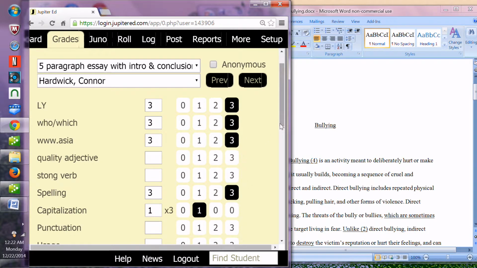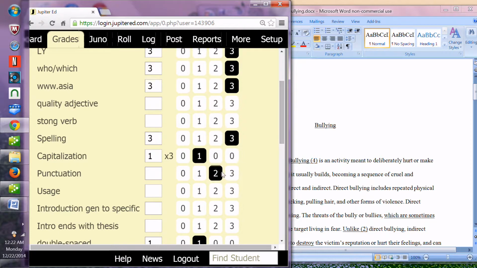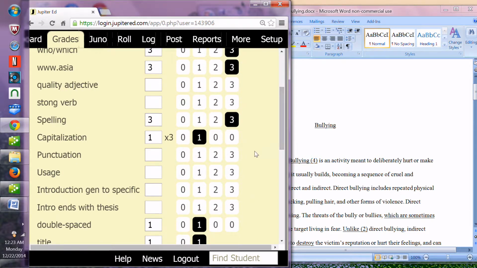Wasn't sure about quality adjectives. You're going to have to mark those for me. I couldn't tell your strong verbs either, although there were a couple that were underlined that I thought might be your strong verbs, so you're going to have to mark those for me. Did not find any spelling errors. Did not find any capitalization errors. Did find some punctuation errors, which we're going to go over in just a minute. Didn't find any usage errors.